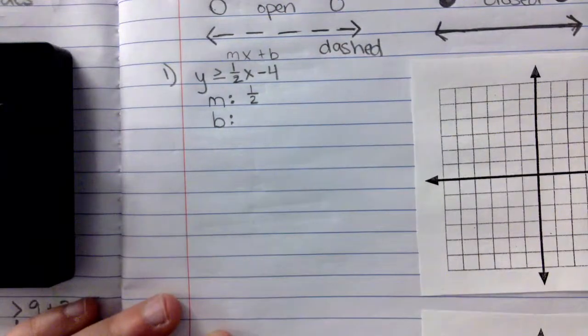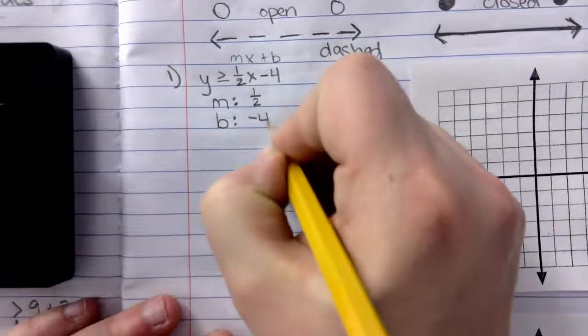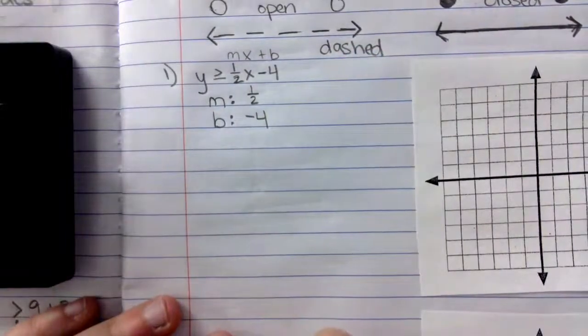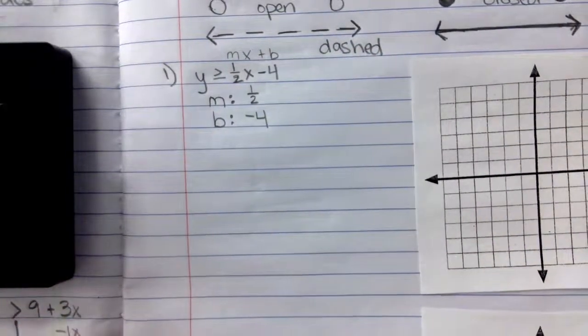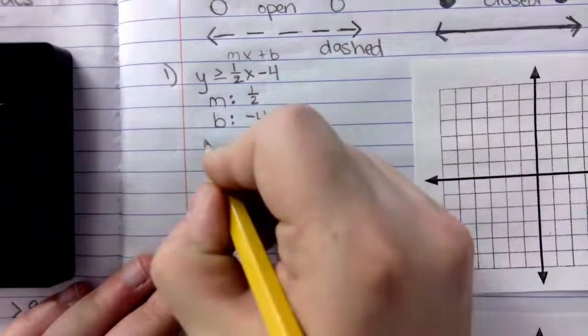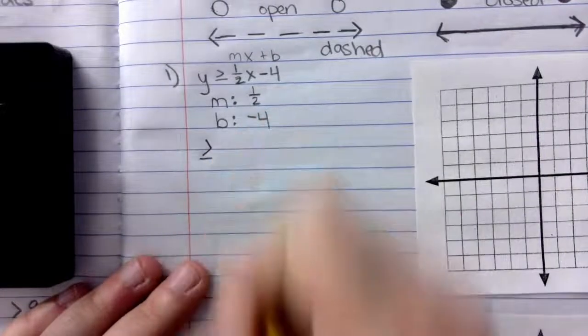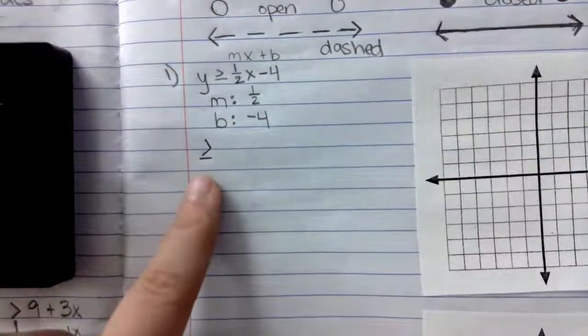All right, before I graph it, I'm going to think a little bit about that inequality. So that inequality is a greater than or equal to. So is that going to be an open or a closed border? Good, closed. Why? Good, it has that equal to.